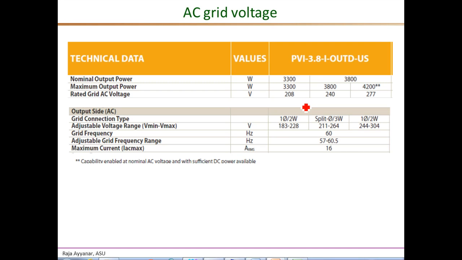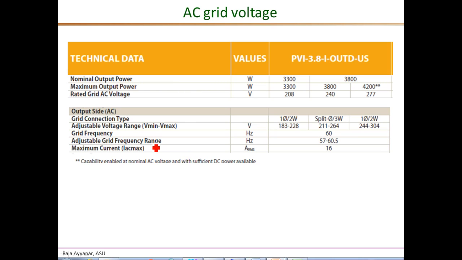It is also required that the internal DC link voltage of the inverter is capable of producing an AC voltage that has a peak value of roughly 304 volts times square root 2.